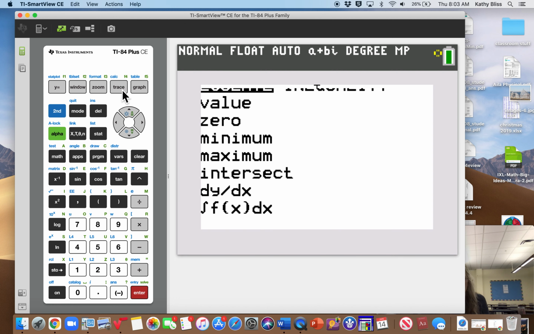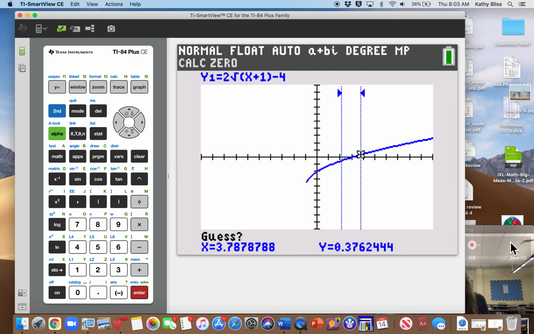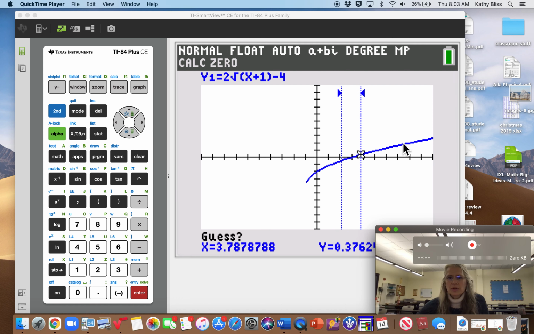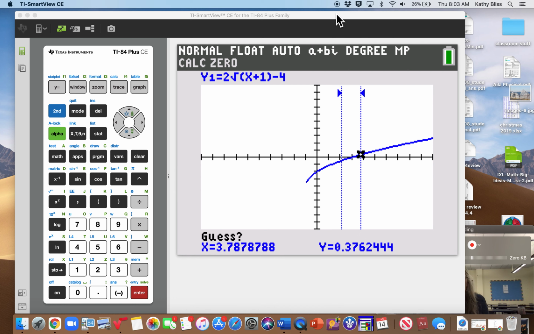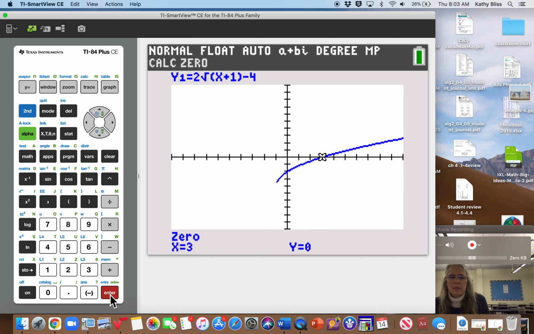So I go to 0, and it asks for the left bound, so I'm going to go a little bit below that because that's to the left. And then I'm going to go a little bit above it. So this is where an x value is going to be positive. And the arrows are looking at one another. So now I can just hit enter. And bada bing, bada boom, there's your 0: x equals 3.